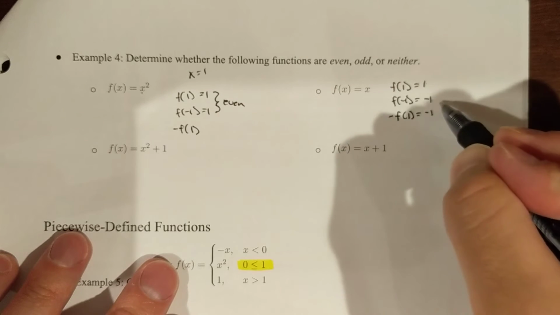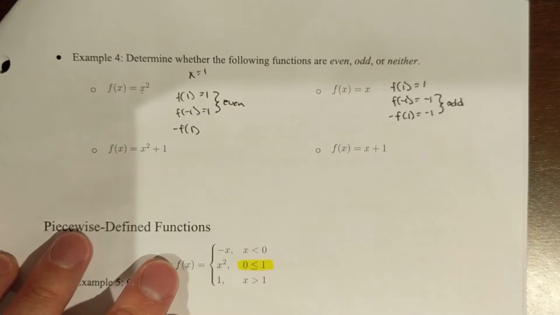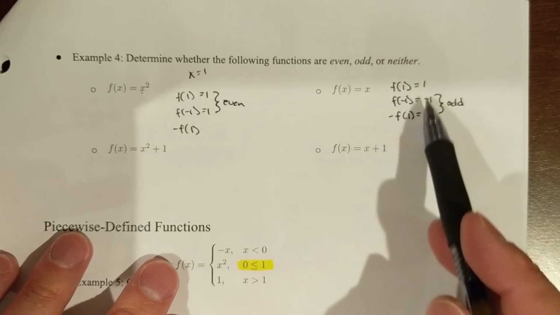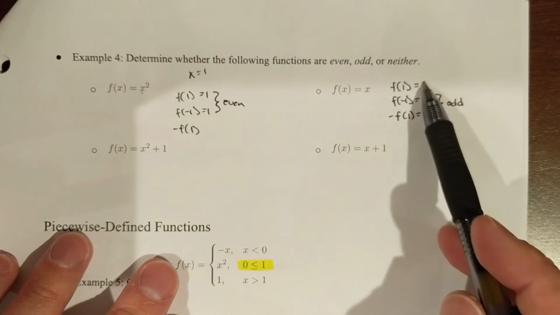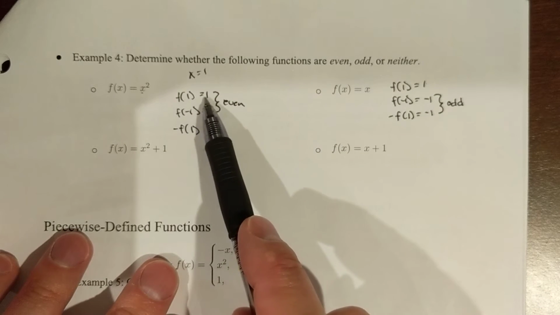So this one is -1. Since these two match, it's an odd function. Now the first and third will never be the same because they are always opposites of each other. So neither would be if none of these are the same.